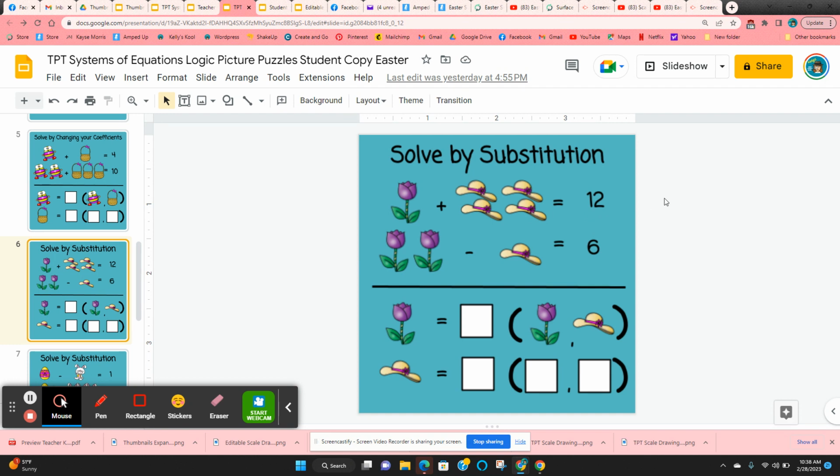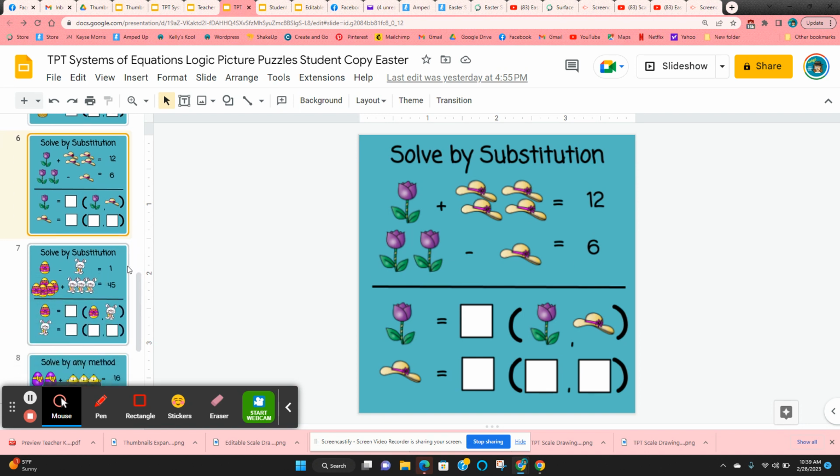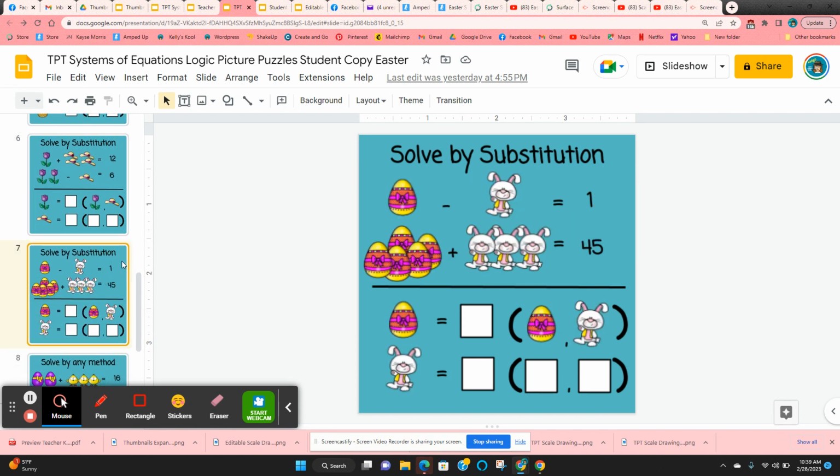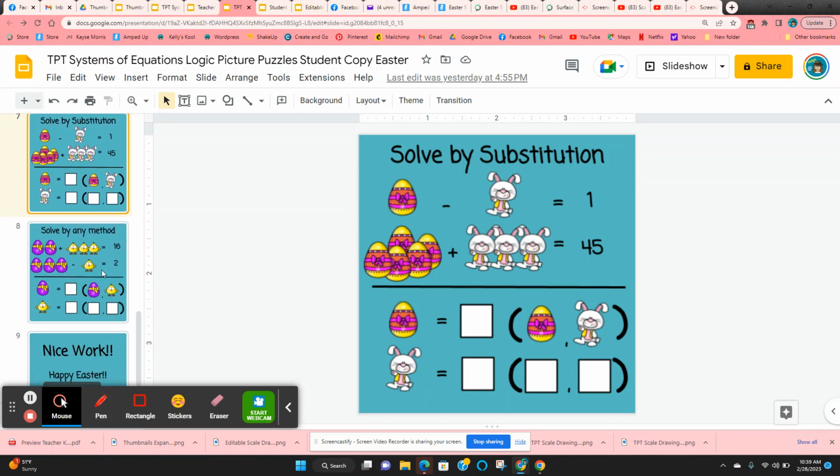And they've got to use their own scratch paper, and they've got to solve this. They have to substitute what x equals into one of the equations. And then they can solve for y. They've got another one with substitution. Again, they can solve for x on this one.